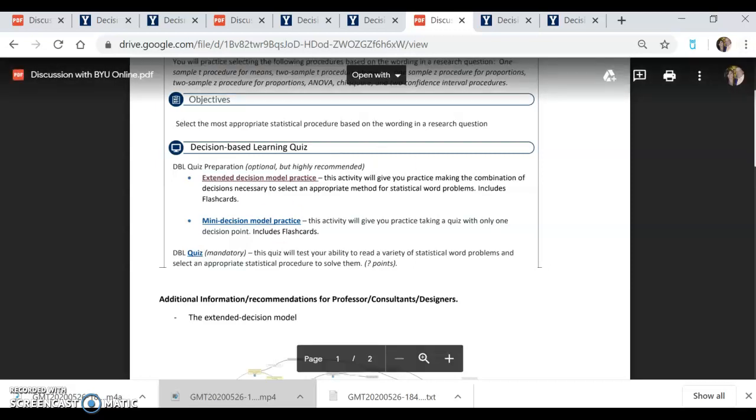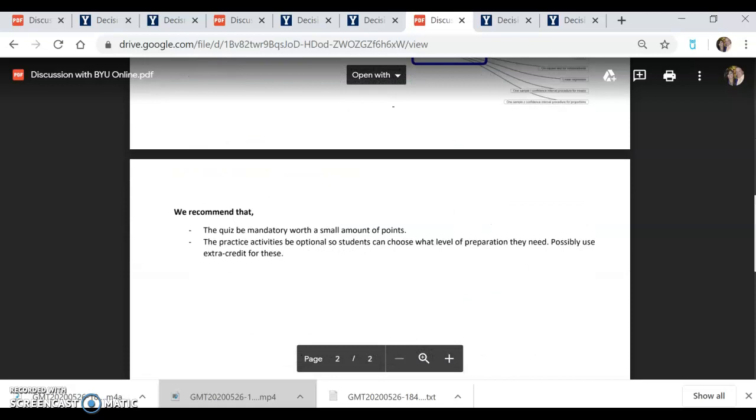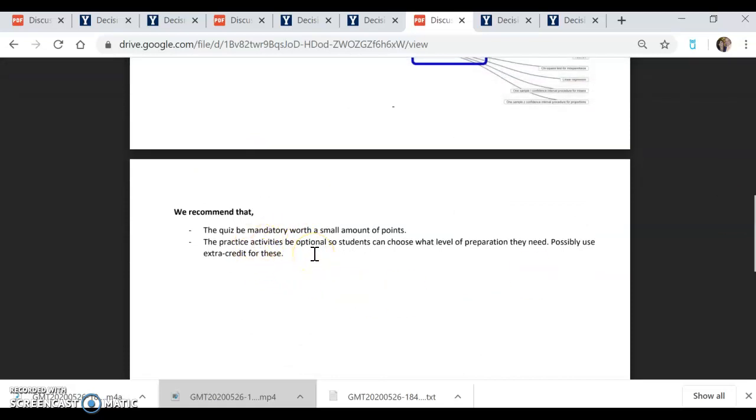Let me see if I have any other items here. I just put we recommend the quiz be mandatory, worth a small amount of points, and the practice activities be optional so students can choose what level of preparation they need, and maybe use extra credit for that part.